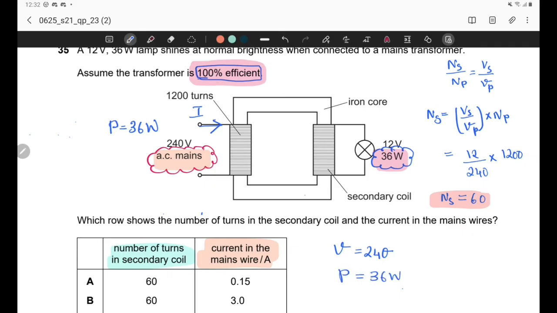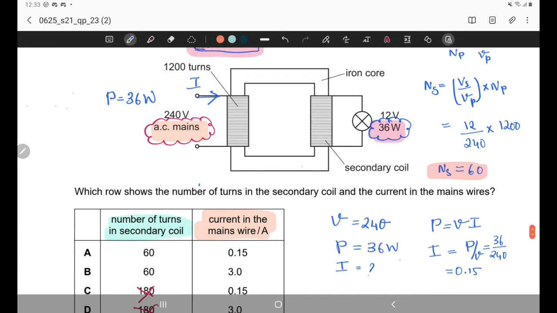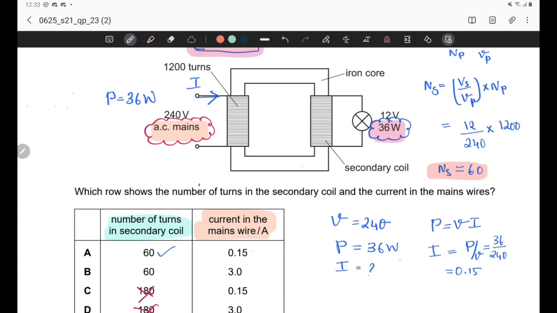Now we have voltage and power. We need to calculate current. So we can use the equation which links voltage, power and current, that is power is the product of voltage and current. In order to calculate current, we can make current the subject. So we get power over voltage, where power is 36 over voltage is 240, and the answer is 0.15. Therefore we have the number of turns is 60 and the current in the main wire is 0.15. Therefore the correct answer is option A.